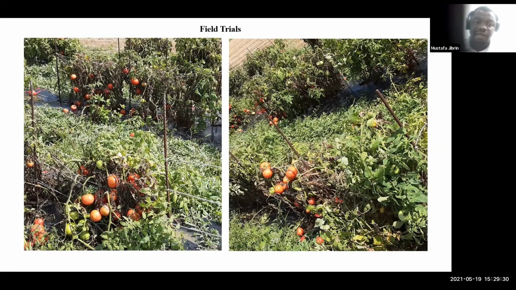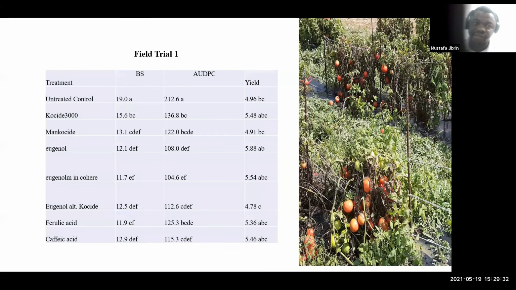So we had field trials. We had 3 of them, and I'm going to present 2 results from the field trials. What is clear from this table is that we have different treatments. We have eugenol with cohere, eugenol with coside, ferulic acid, and caffeic acid.